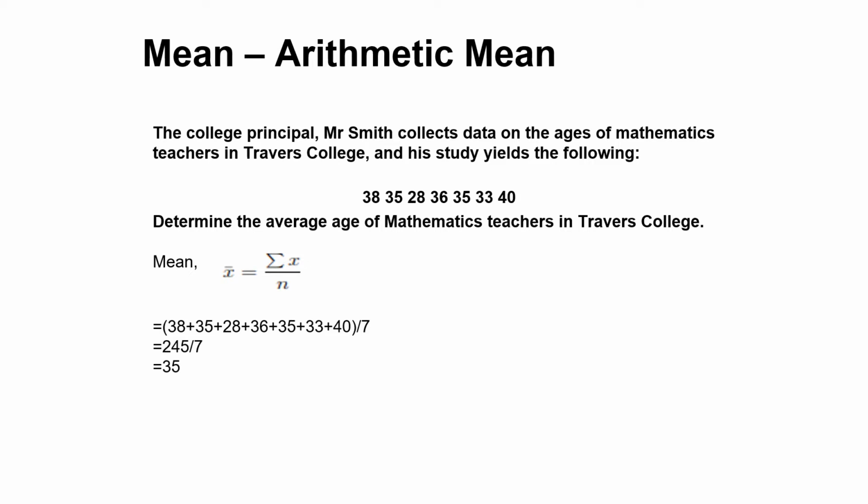Now we will look at a simple calculation of the arithmetic mean. The college principal, Mr. Smith, collects data on the ages of mathematics teachers in Travers College, and his study yields the data below. To determine the average age of the mathematics teachers, you simply add all this data. There are 7 data available here. Adding them gives 245, divided by the number of data, so the average age of the mathematics teachers in Travers College is 35 years old.